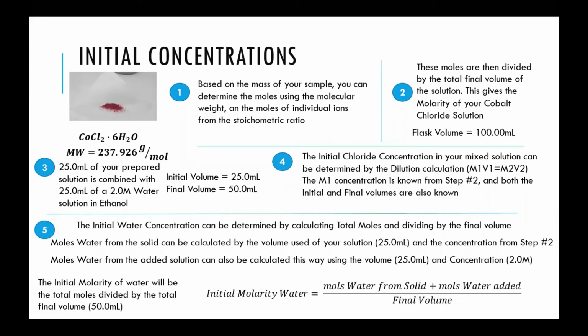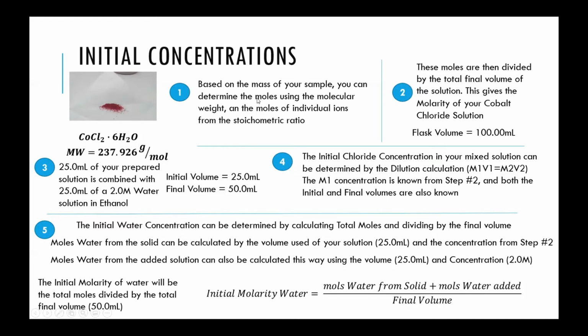So in this experiment, you're going to be preparing the solution in an anhydrous condition. You're preparing a solution of cobalt chloride in ethanol. And when you do this, you'll need to know what all of the initial concentrations are. And these concentrations, both of the chloride ion, the cobalt ion, and the amount of water in that flask, are based on the mass of cobalt chloride hexahydrate that you're measuring and weighing out on the balance.